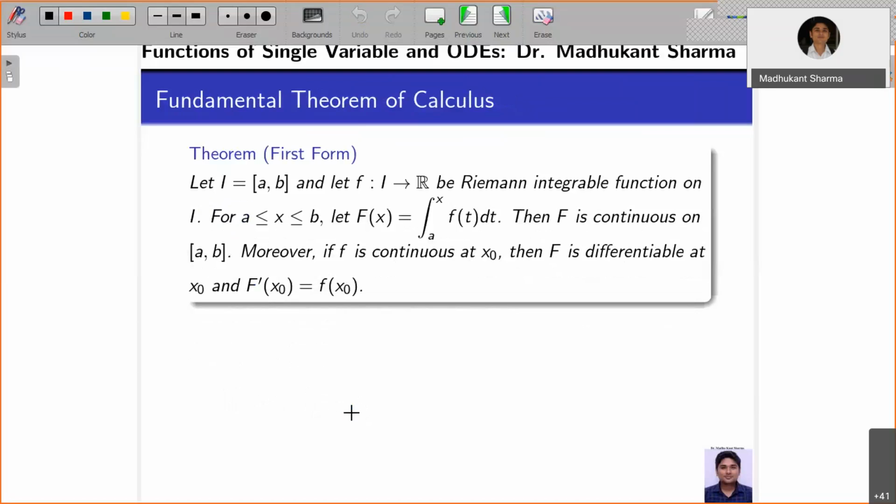Now this is a very important result of integral calculus, and it has two forms. The first form is here. Let f be a Riemann integrable function. There are certain conditions. The very first condition is that f belongs to the class R[a, b]. Then, the second condition is that you define an indefinite integral F of x.